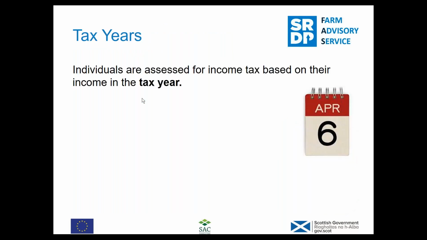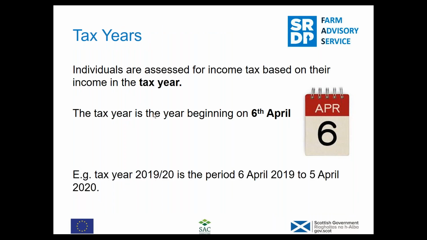So the tax year begins on the 6th of April and it runs until the 5th of April. Many countries use a calendar year, but in the UK, and I think Australia as well, do something a bit different. So we have a tax year and it runs from the 6th of April to the 5th of April. Whenever you are submitting your tax return, that will be your tax position as on the 5th of April.